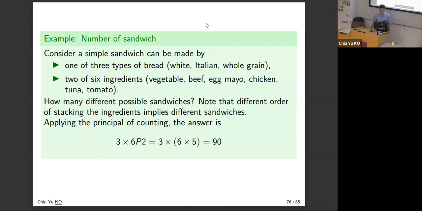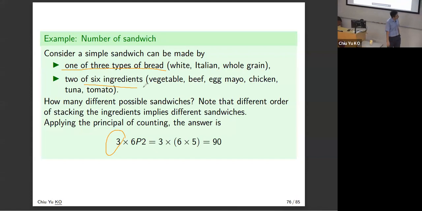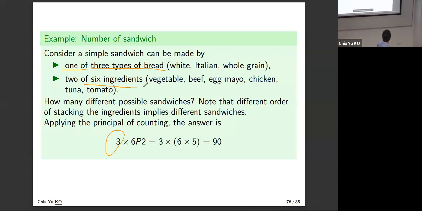If that's the case, how many different ways are there to do it? First, you choose the bread, so that's 3. Then you choose ingredients, and for ingredients we care about order, so we choose 2 out of the 6, right? And we cannot choose double tomato or double tuna. Although maybe allowed in some cases, we don't allow that. If it were allowed, it would be 6 times 6, but we don't allow that, so it becomes 6 times 5, because once you choose, say, tuna, you have to choose something other than tuna. So that's 6 times 5, which is 6P2.